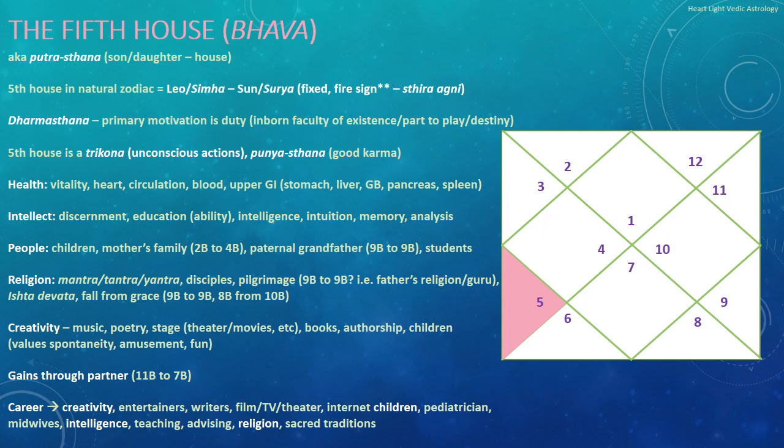And the other thing is that it's a punyasthana. So there is such a notion as family karma. The fifth house is indicative of the punya or good karma that father or guru has developed through their religious practice. And we inherit some of that. So that's part of why the fifth house represents religion. And so that can show up in different ways.